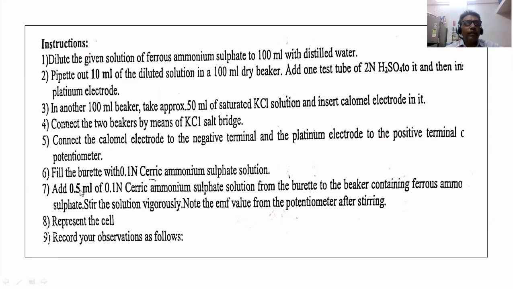Then fill the burette with 0.1 normal ceric ammonium sulphate solution, and add 0.5 ml of 0.1 normal ceric ammonium sulphate solution from the burette to the beaker containing ferrous ammonium sulphate. Stir the solution and note the EMF of the cell from the potentiometer after stirring.